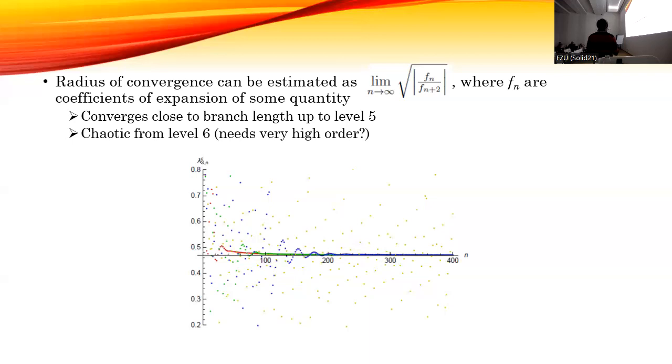However, we probably need really high order to see it if we go to higher levels. But there could be some issue of numerical errors if I go to such high orders. n is the power of lambda, right? Yes, n is the power of lambda.